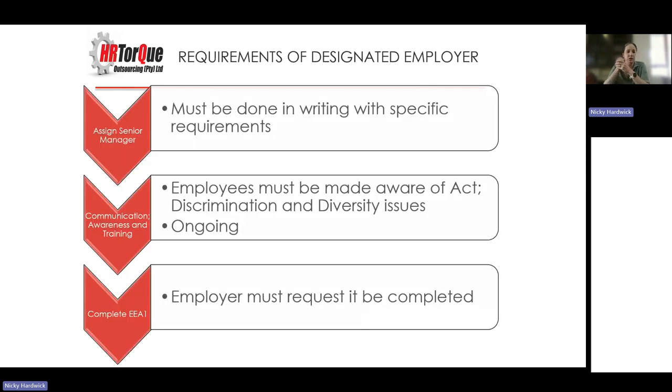Okay, so this is what needs to happen for every single designated employer. So if you're over 50, or under 50 but have a turnover that is more than the threshold, or you just haven't deregistered, you need to have these things in place. The first thing that you need to do is, at the very minimum, assign responsibility for the employment equity implementation to a senior manager.